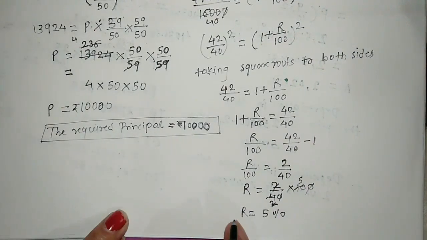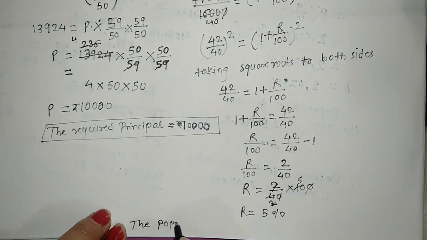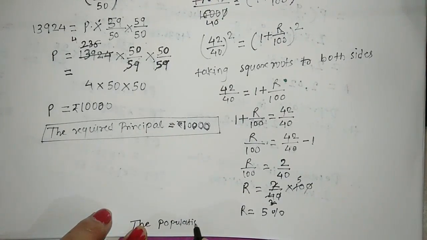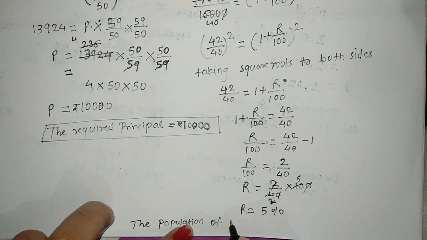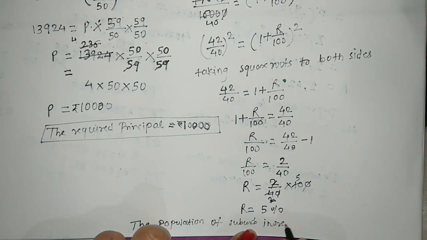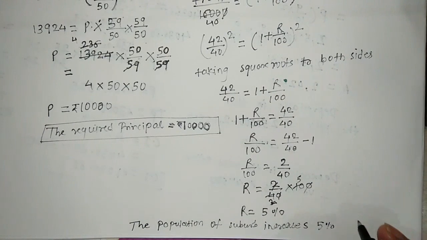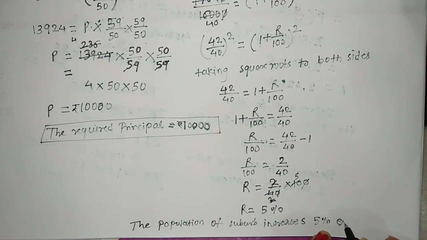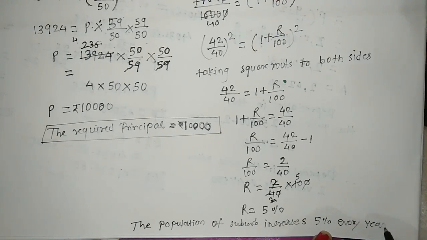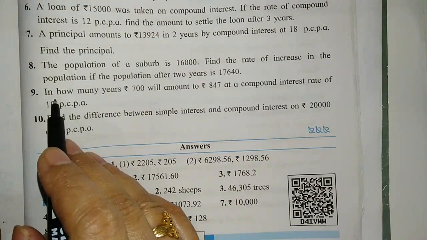So write down the answer line. The population of suburb increases 5% every year. Very simple. Now see the 9th question.